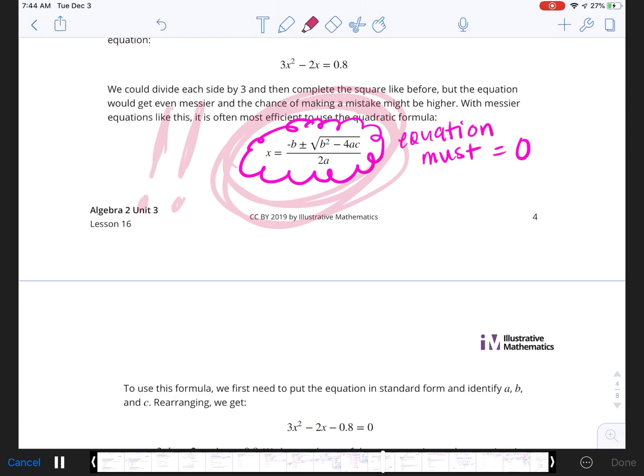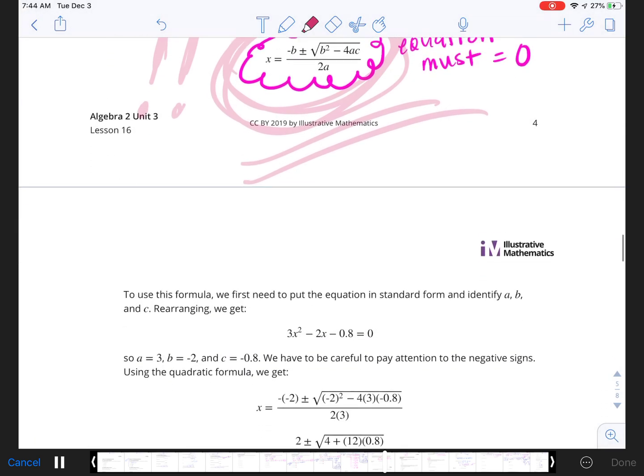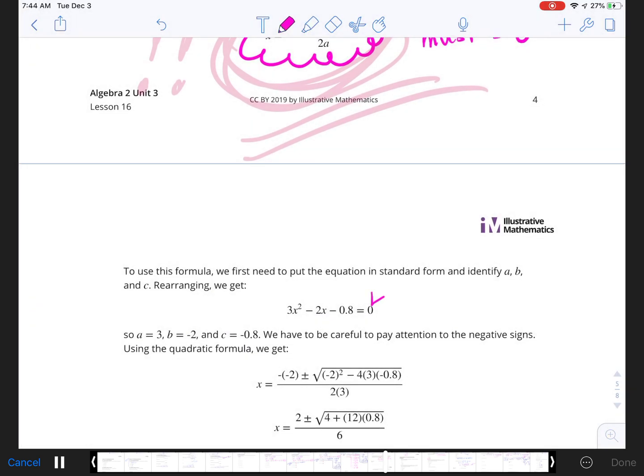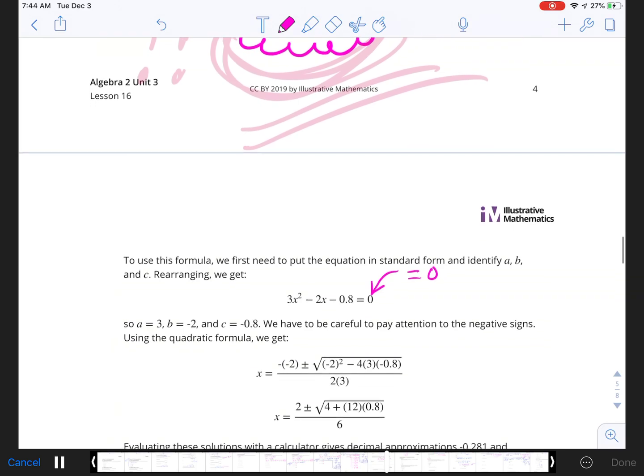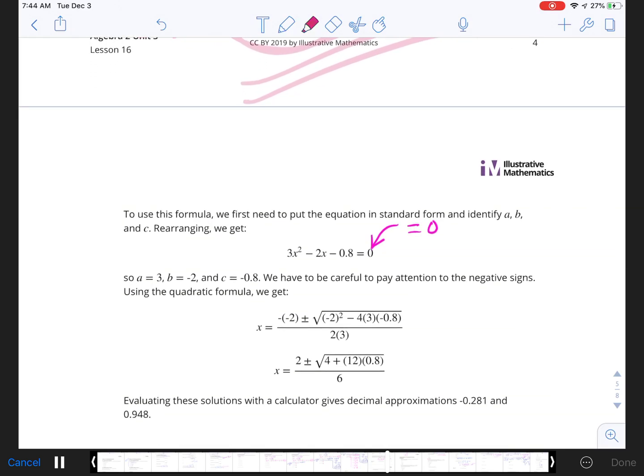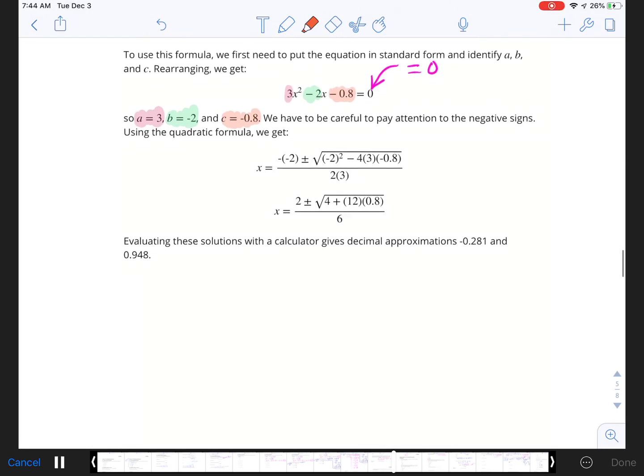Completing the square is something nice to know. Quadratic formula is something you must know. All right, so this is a must, especially if we're moving on to other math classes. So I want you to notice here that they made the equation equal to 0. They subtracted 0.8 to the other side to get it equal to 0. All right, so my a was 3. My b is negative 2. And so now my c is negative 0.8. So it had to be equal to 0 before you could plug it in.